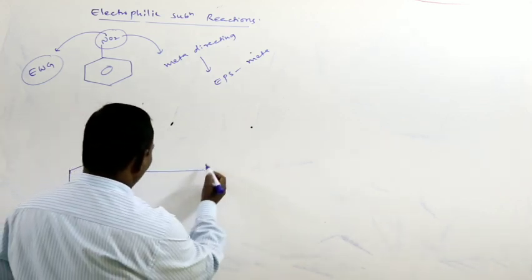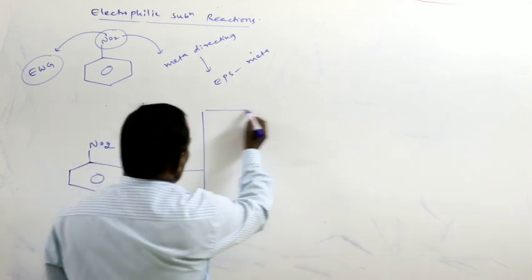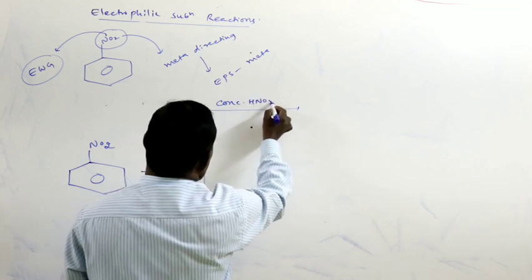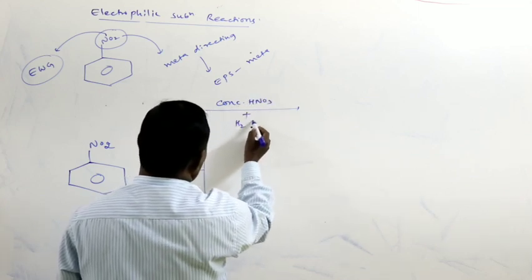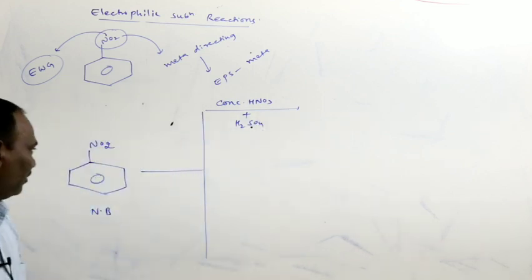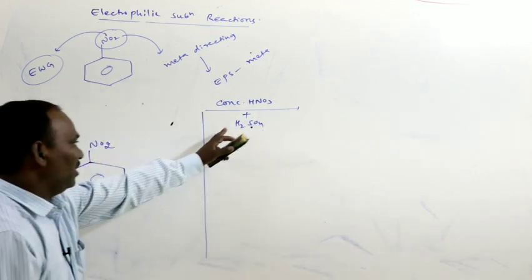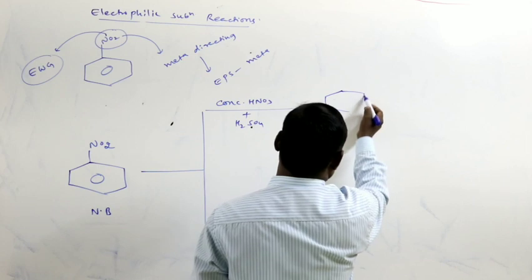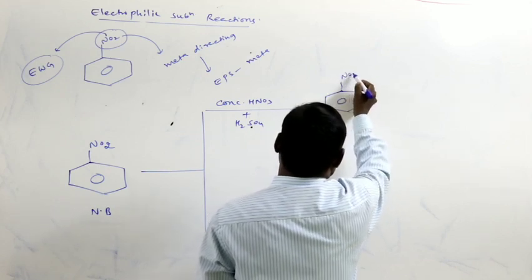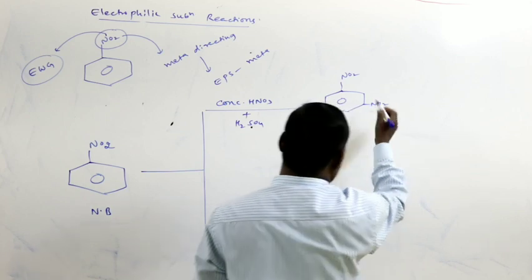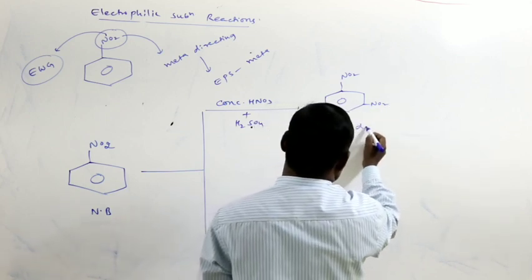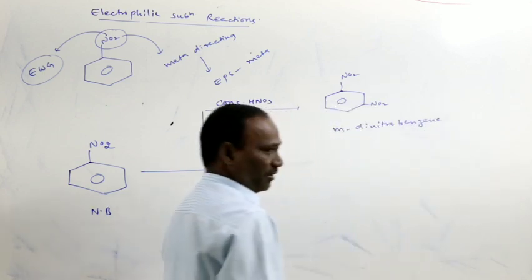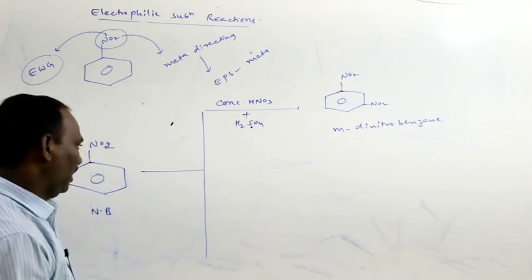Now this nitrobenzene reacts with a nitrating mixture like concentrated HNO3 plus H2SO4 at 50 to 60 degrees centigrade. The NO2 electrophile attacks at the meta position, so we get NO2 and NO2. This is a meta-directing group. Meta dinitrobenzene formation. Okay, concentrated HNO3 plus H2SO4.